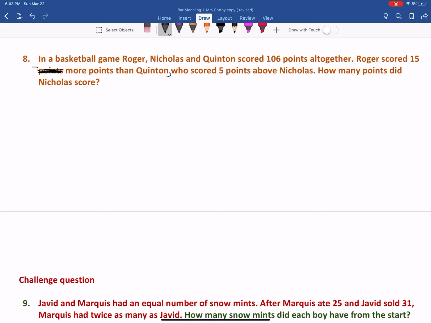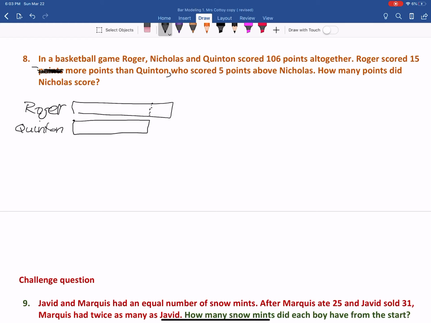Alright, let's see if we can find out the order in which the boys scored points. Roger scored 15 more points than Quinton, so we know Roger had more than Quinton. So let's draw a bar for Roger. Alright, Roger. Let's draw a bar for Quinton. Quinton. Had it not been for the 15 more that Roger had, they would have had the same amount.